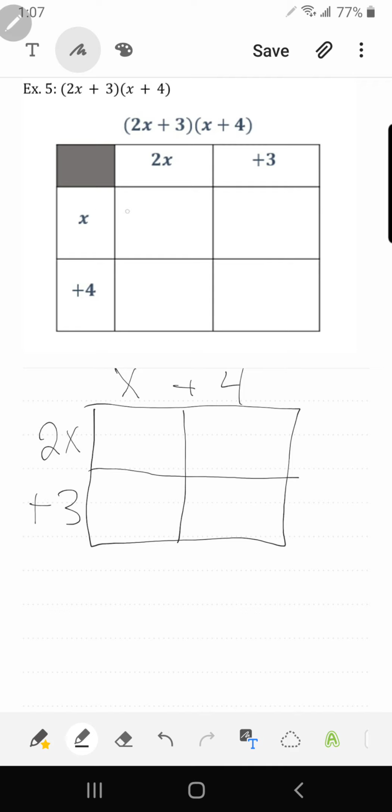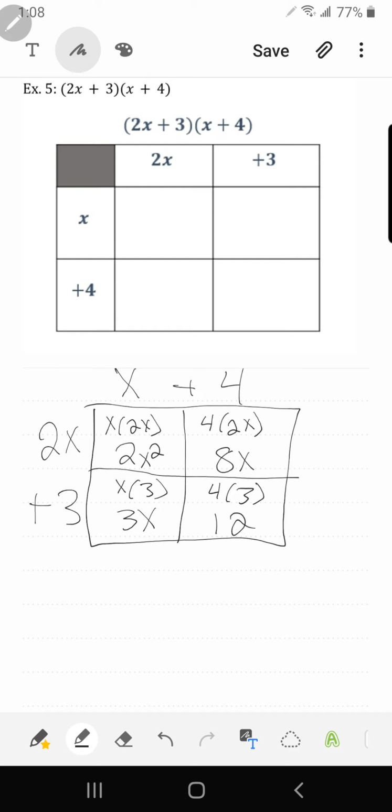If you look here, we're going to multiply the vertical and the horizontal boxes together. So this is going to be x times 2x. X times 2x is 2x squared. This one is going to be the 4 times 2x, which gives us 8x. Here it's going to be my x times 3, which gives me 3x, and here it's going to be the 4 times 3, which gives me 12.